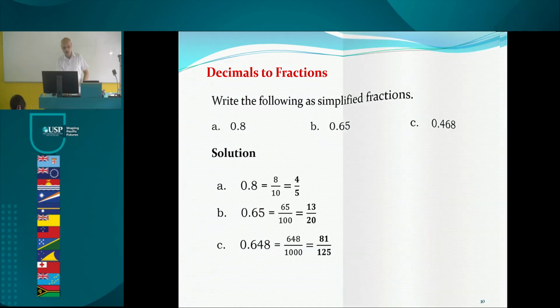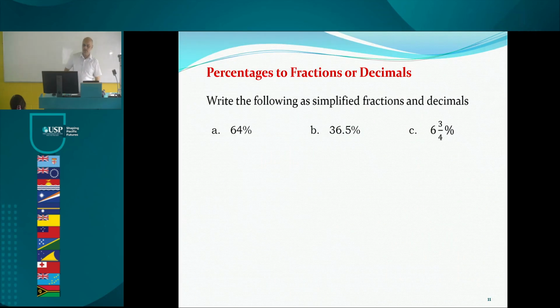Good going? Right, write the following as simplified fractions and decimals. Remember, there are 2 parts to the question. Okay? 2 parts to the question. So for each one, you will change that into a fraction and into a decimal. So part A has 2 answers, part B has 2 answers, like that.